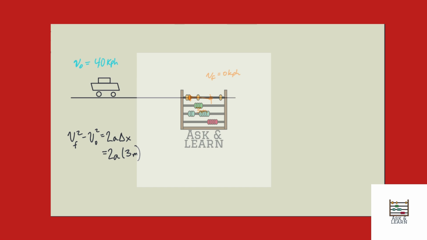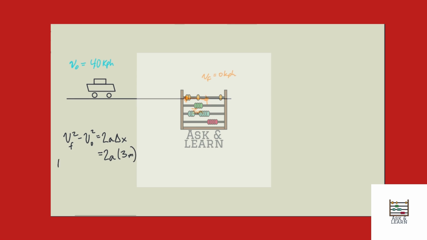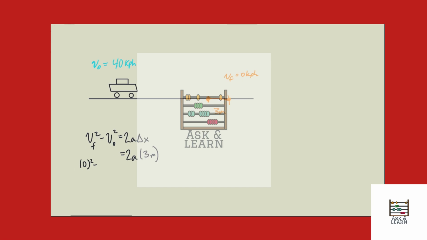The left-hand side, well, v final has to be 0 because the truck completely comes to rest after slamming on its brakes and skidding to a halt. So that will be 0 squared minus 40 kilometers per hour squared.